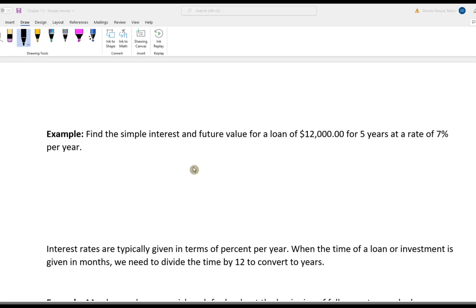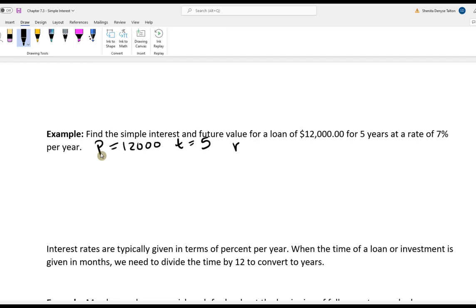So let's go through an example. We're going to find the simple interest and future value for a loan of $12,000 for 5 years at a rate of 7% per year. So let's write out the information that was given to us. We know that the amount of the loan is $12,000. We know that it was for 5 years, and they told us that the rate is 7%. Remember, we'll write the rate as a decimal.